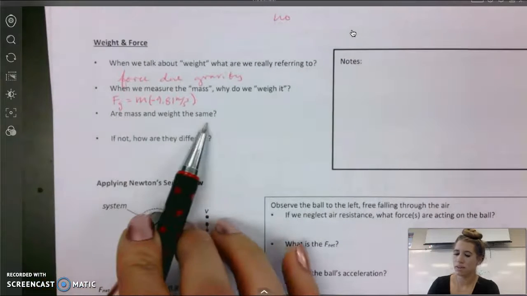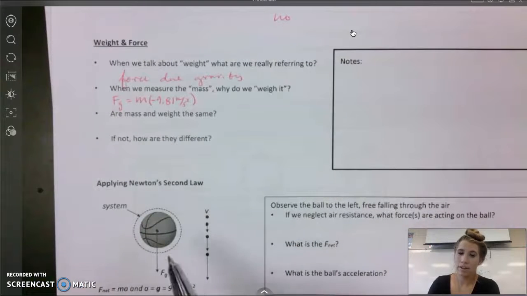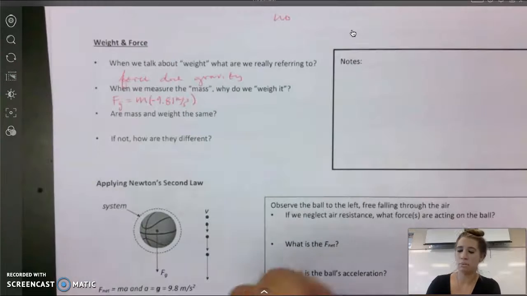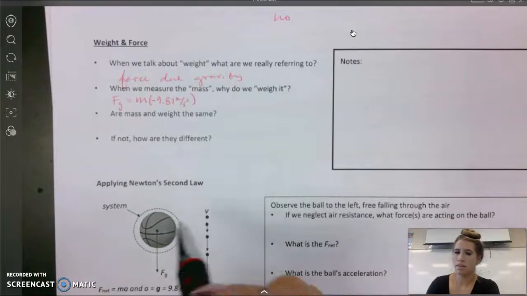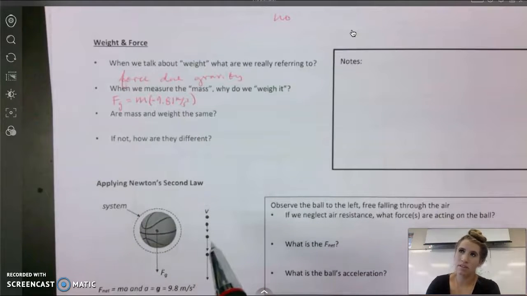So are mass and weight the same thing? No, they're not. Weight is a force, the force of gravity that is being applied to the object. And then mass is not a force, has units of kilograms, and that's about the amount of matter contained within that object.